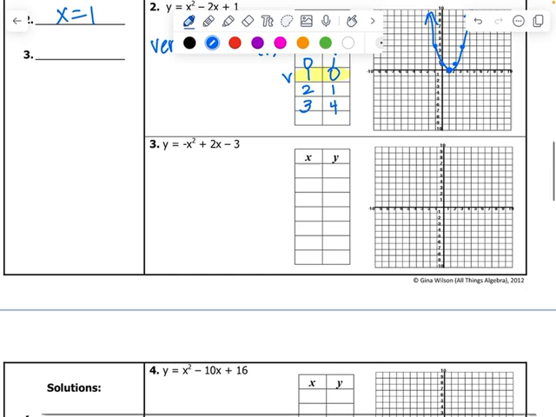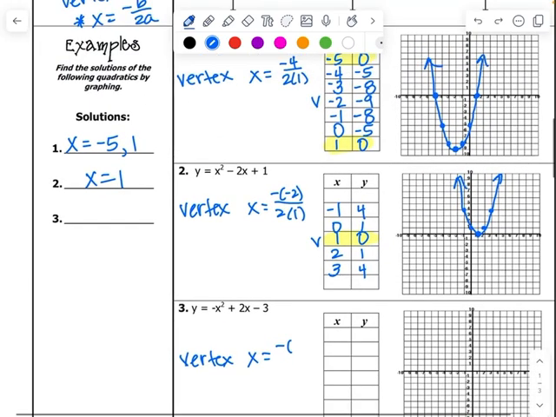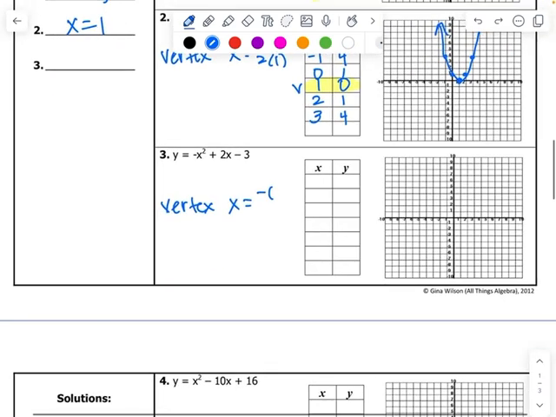Okay, example number 3. Let's find our vertex. Negative b over 2a is negative 1. Okay, so what's our vertex? Our vertex is at x equals 1.